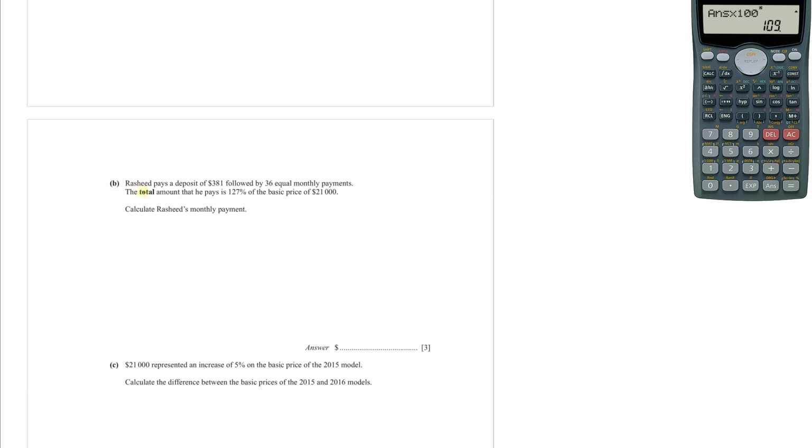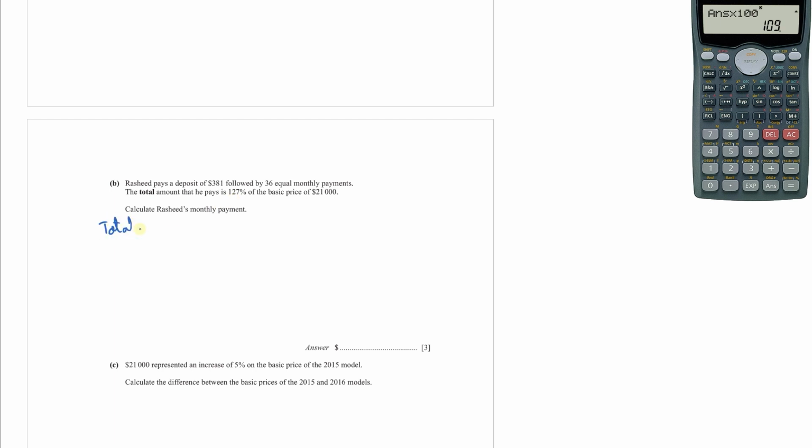Part B is Rashid pays a deposit of $381 followed by 36 equal monthly payments. The total amount that he pays is 127% of the basic price of 21,000. Calculate Rashid's monthly payment. So let's first calculate how much Rashid paid in total.